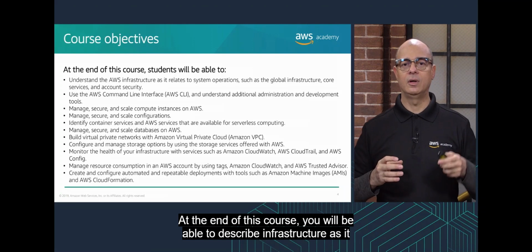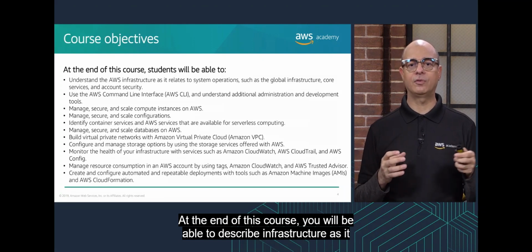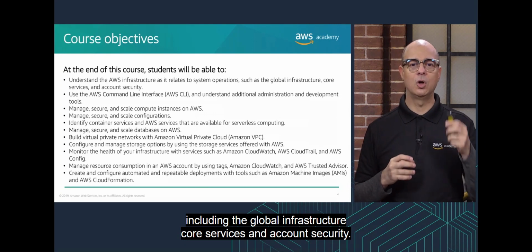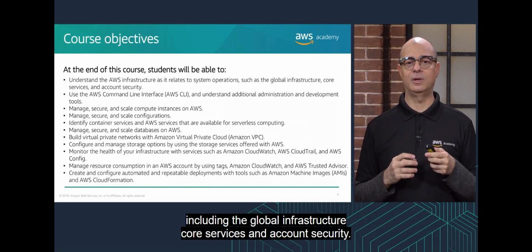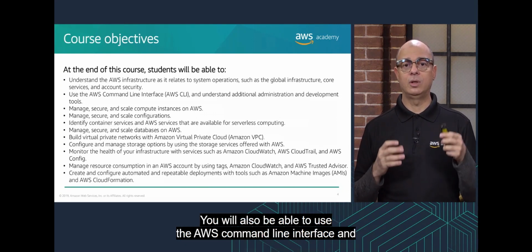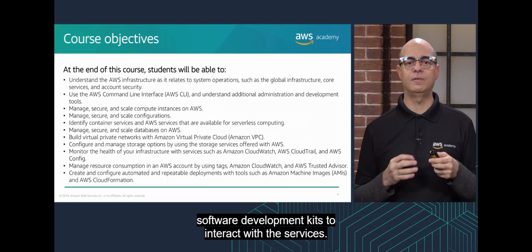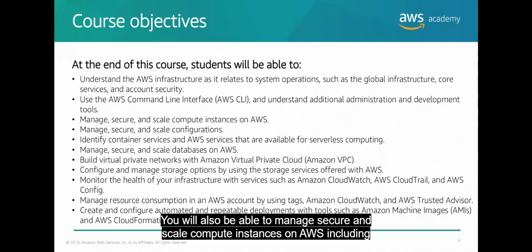At the end of this course, you will be able to describe infrastructure as it relates to system operations, including the global infrastructure, core services, and account security. You will also be able to use the AWS command line interface and software development kits to interact with the services. You'll also be able to manage, secure, and scale compute instances on AWS, including container services, and AWS services that are available for serverless computing.